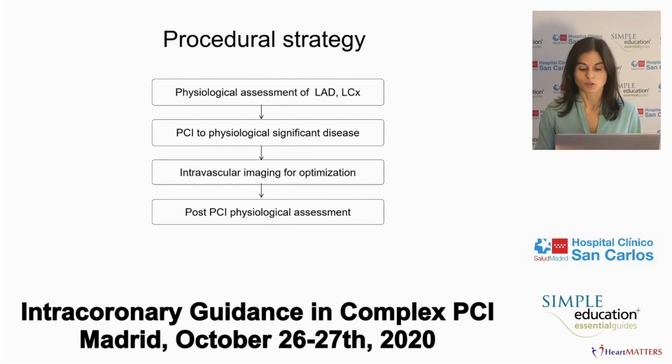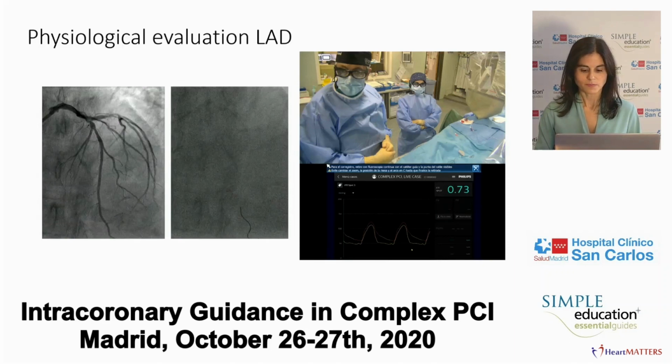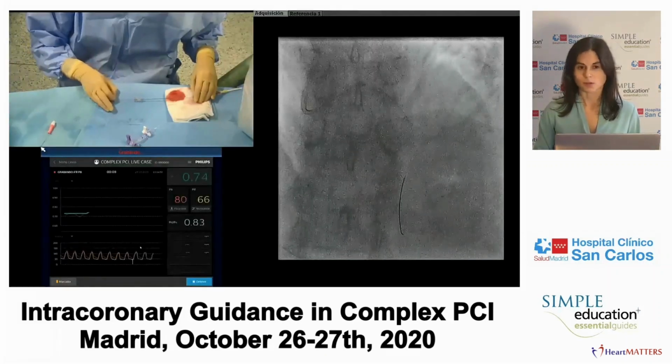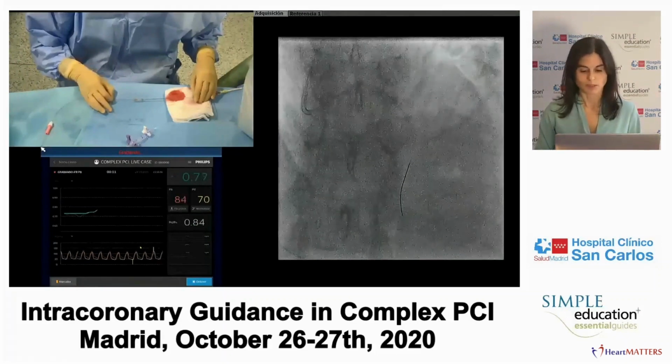So this is the iFR in the LAD. We used iFR. In this case, you can see the pressure wire in the distal LAD, and this is the iFR result that you can see there, 0.73. And as you can see here, we are doing now a pullback. You can see me there performing a manual pullback of the pressure wire. You can see the recording of the pullback, and you will observe that we're going to have a jump in the pressure here in the proximal LAD. We're going now in the catheter.